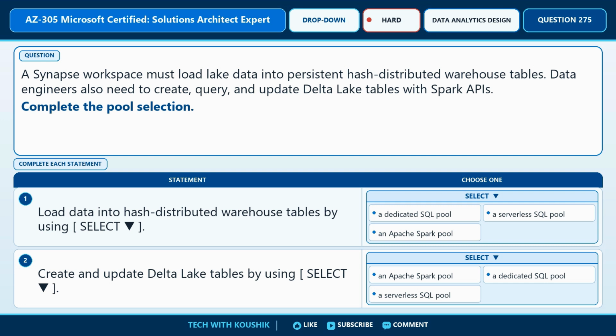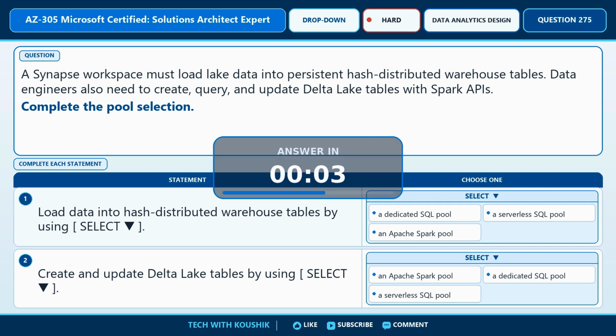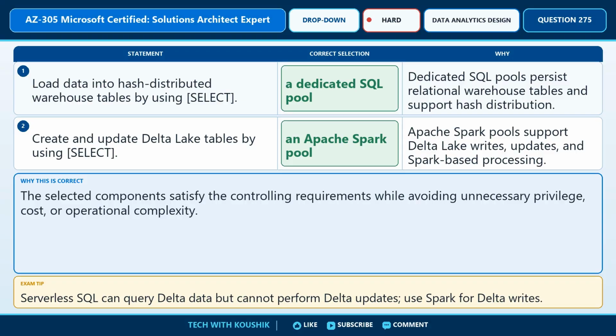Statement 2. Create and update Delta Lake tables by using the blank. Select from an Apache Spark pool, a dedicated SQL pool, or a serverless SQL pool. The answer to the first statement is a dedicated SQL pool. Dedicated SQL pools persist relational warehouse tables and support hash distribution. The answer to the second statement is an Apache Spark pool. Apache Spark pools support Delta Lake writes, updates, and Spark-based processing. Serverless SQL can query Delta data, but cannot perform Delta updates. Use Spark for Delta writes.